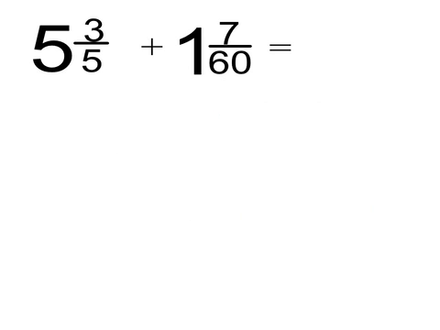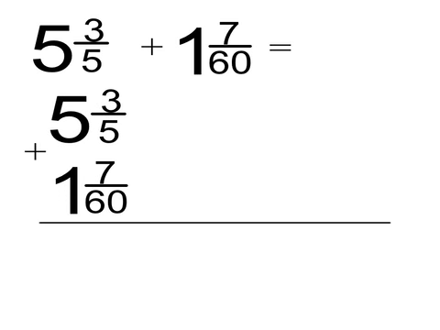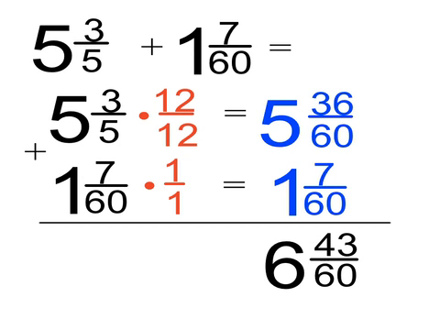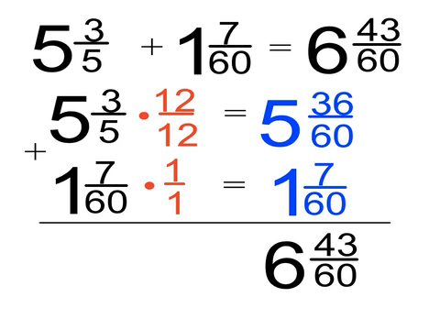Here's another way to do this problem. We write the numbers vertically, and then we just convert the fraction part of our mixed numbers to fractions with a common denominator, giving us 5 and 36/60ths and 1 and 7/60ths. We add 36 and 7. We get 43/60ths, and 5 and 1 is 6, so our final answer is 6 and 43/60ths. And of course, that's the same answer we got the first time.